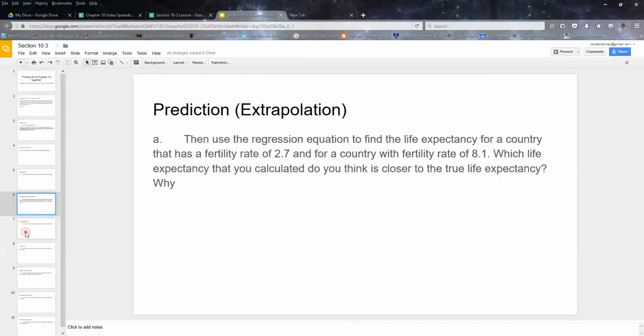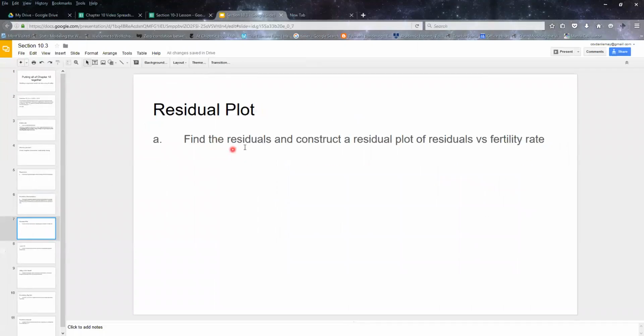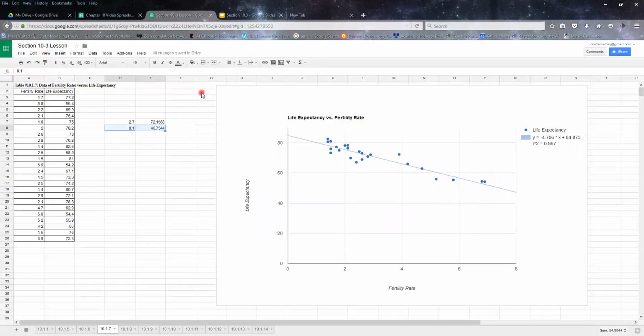All right, so we did that. We're going to do a residual plot: find the residuals and construct a residual plot. I showed you how to do this in section 10.1. Since I've already got this formula built, I'm going to have to tweak it a little bit. This is taking an input value and coming up with a predicted value. So I'm going to label this predicted right here.